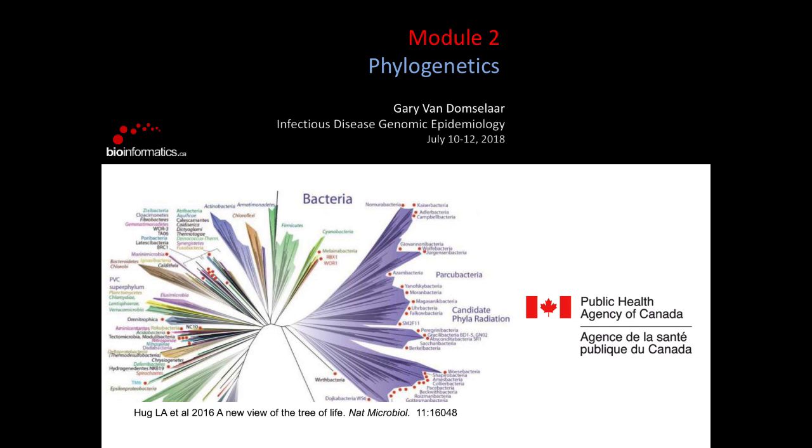It may be the case that you can't actually build a tree from a distance matrix where all of those distance constraints are exactly satisfied. Are there any questions about that? No? Okay. All right.